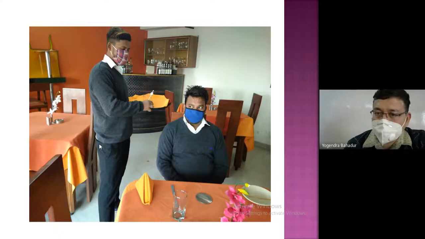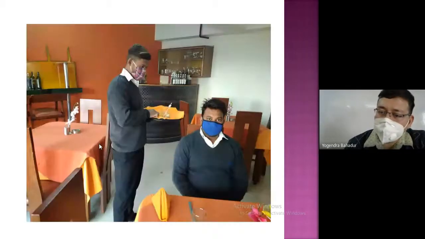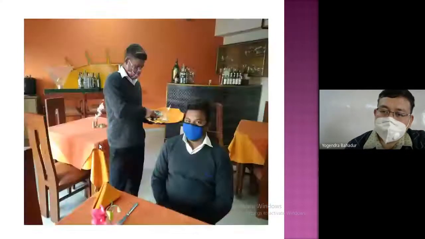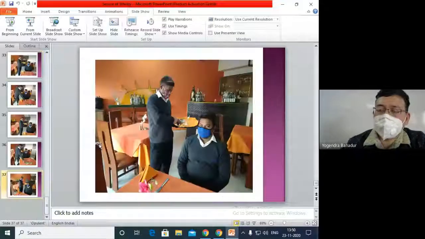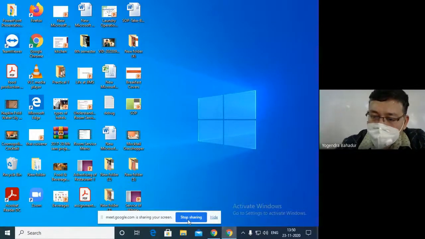So first the glass is removed. Next, the coaster is supposed to be removed. Once the coaster is removed, next the complimentary starter has to be removed. Now the complimentary starter has been removed. So this is all about the service of the whiskey.